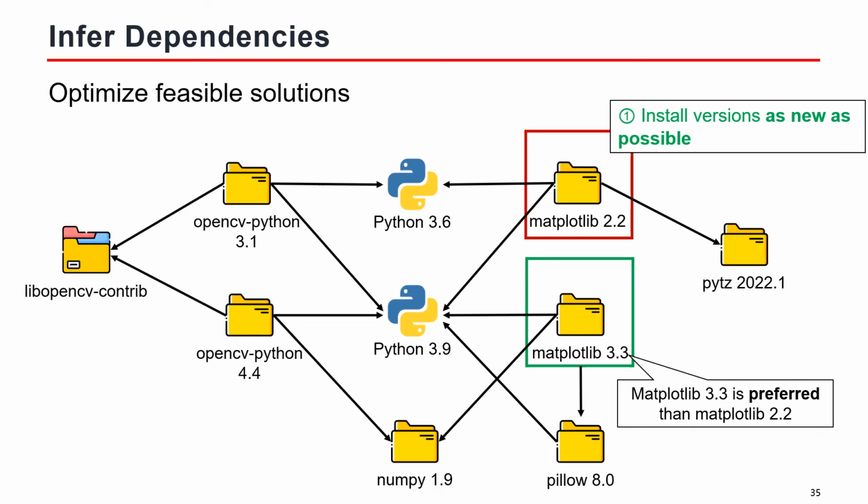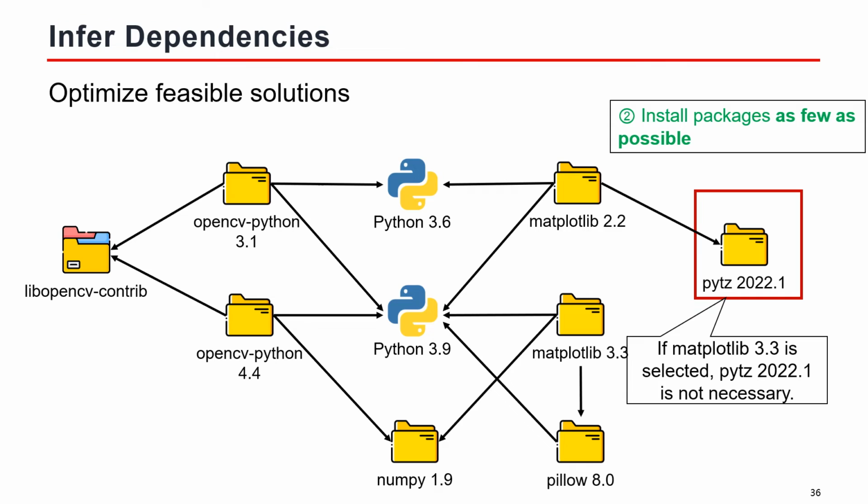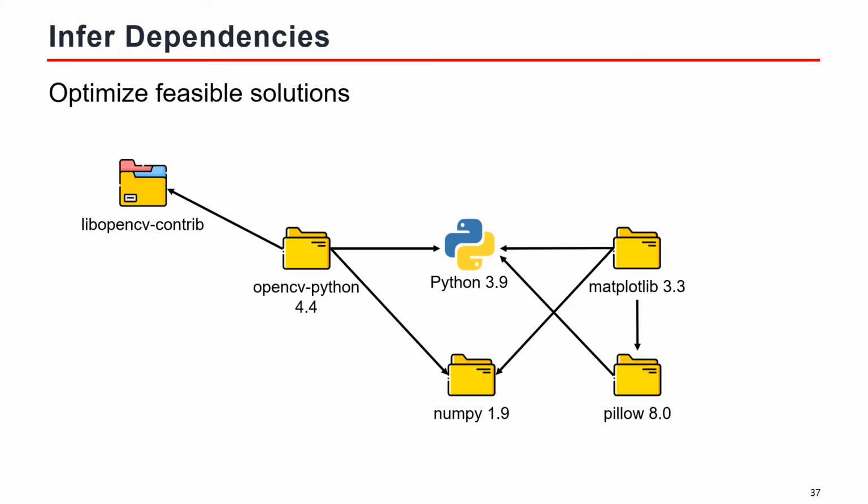The first one is to install packages with versions as new as possible. For example, if Matplotlib 2.2 and 3.3 are both OK, Matplotlib 3.3 is preferred. And the second one is to install packages as few as possible. For example, if Matplotlib 3.3 is selected, pytz is not necessary. To this end, PyEagle solves the constraints with an optimization objective. After constraint solving, the final solution contains proper versions of the packages, the libraries, and the Python interpreter that need to be installed.